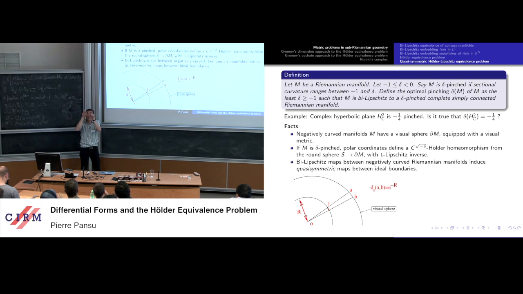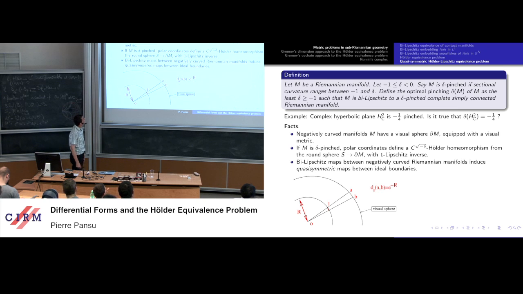So if the points are visually very close, then they will get to distance one rather soon. The r is large, and so the e to the minus r is very small. This defines the usual topology of the sphere. That's the visual metric. And indeed, when the curvature of space is less than minus one, I was really confused in my notation. I apologize. That metric really satisfies the triangle inequality.